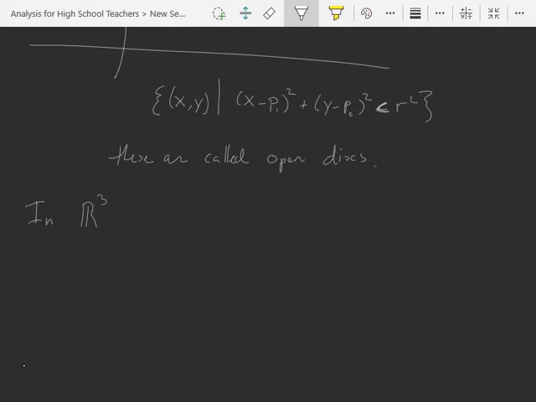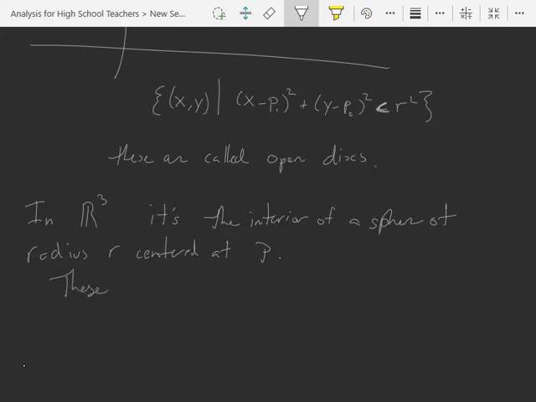In R3, well, it would be the interior of a sphere of radius r, centered at P. We call these balls. And in higher dimensions we still call them balls. So the neighborhood of radius r at P is a ball in Rn. We can call it a ball in R1 or R2 as well. It's just more commonly called a ball in higher dimensions, when we can call them disks or intervals in 1 or 2.